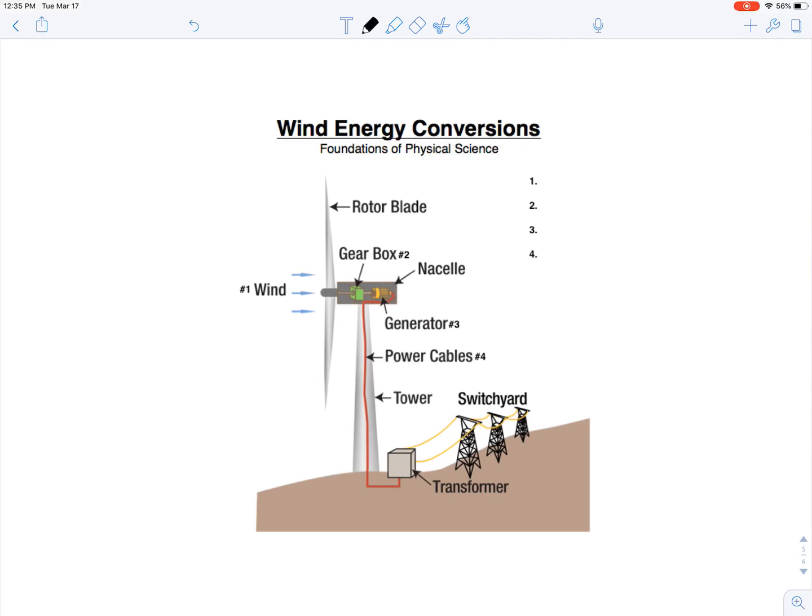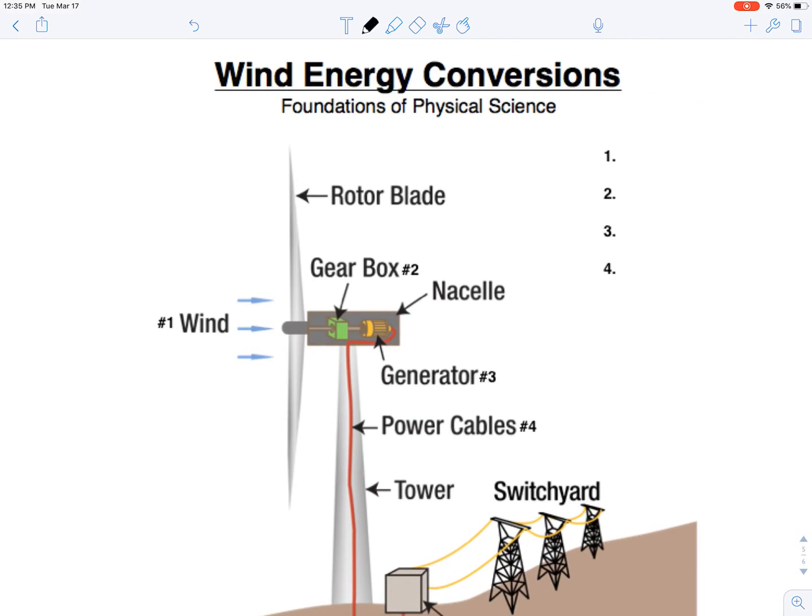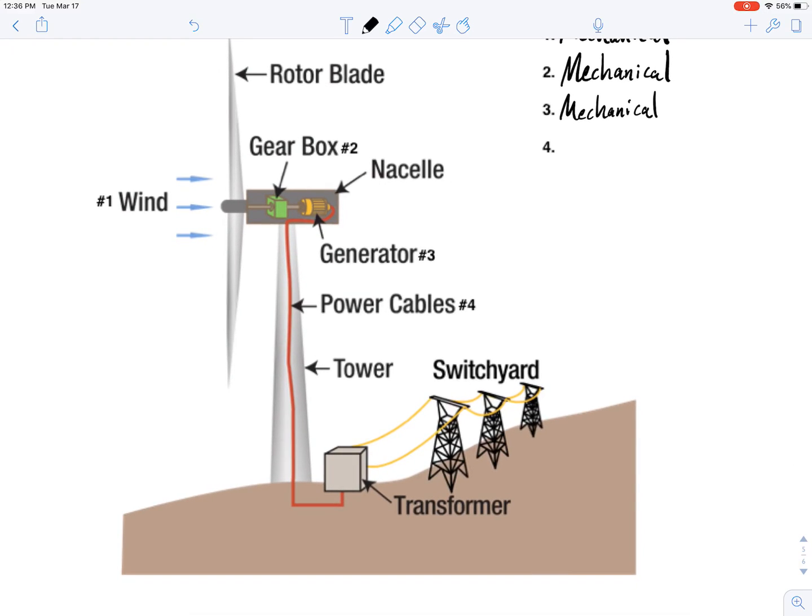This one's pretty straightforward. Familiar conversions here. We've got number 1. Wind, moving air, has mechanical energy, which is captured by our rotor blades right in here. And we begin to turn our wind turbine. And a spinning wind turbine is going to have mechanical energy. It's going to be converted through the shaft to our generator spinning with mechanical energy. And finally, that generator is going to convert that spinning mechanical energy to electrical energy.